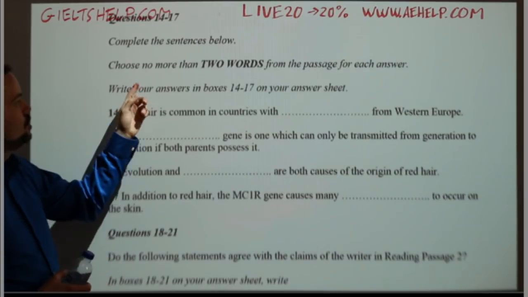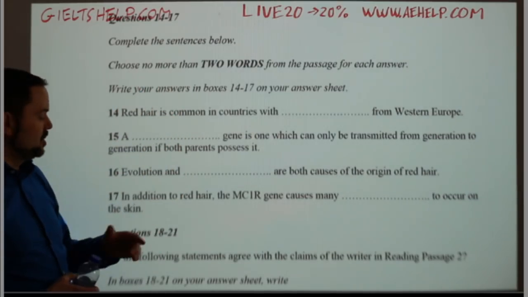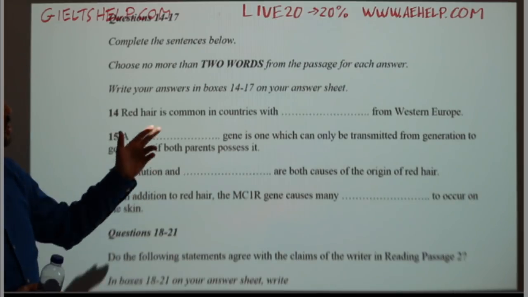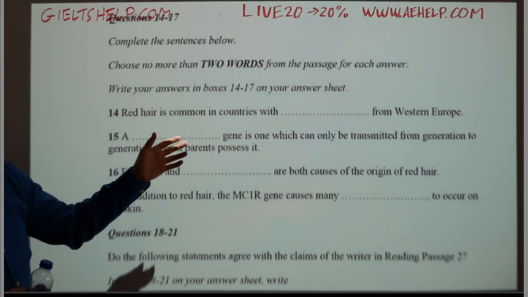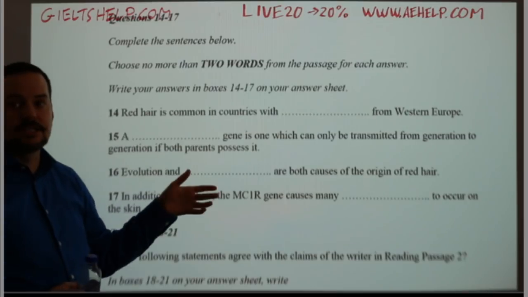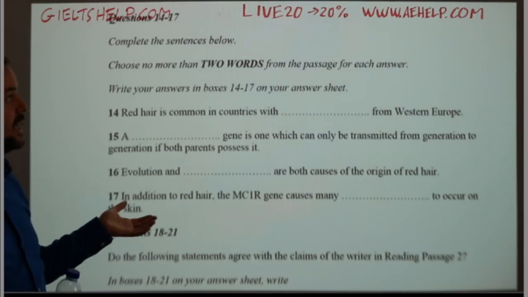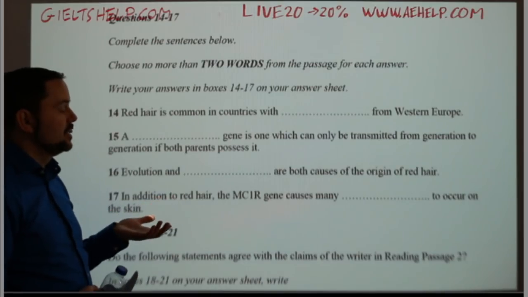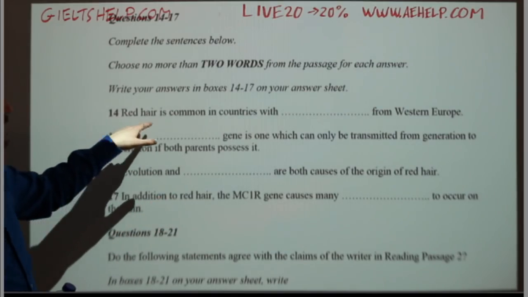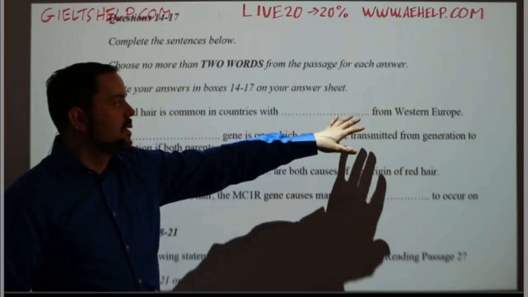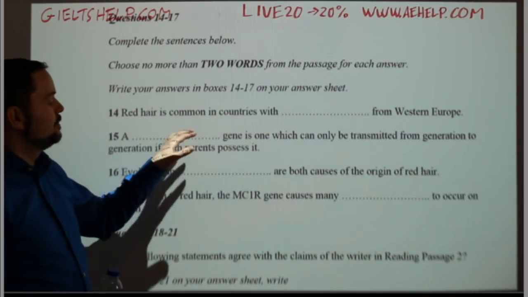Okay, so this one says, choose no more than 2 words from the passage for each answer. So should I read this one? Yeah, it's a definite yes. Aska says definitely yes. It's basically a fill-in-the-blanks question from the passage. So these will be paraphrased sentences from the passage, okay? So this is a paraphrased sentence.